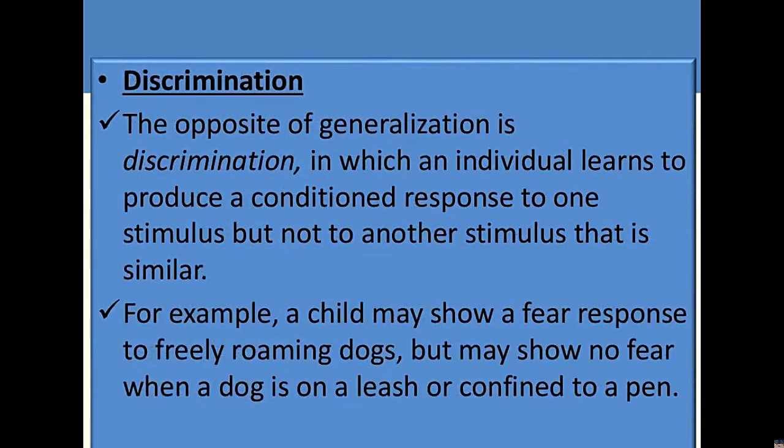Discrimination. The opposite of generalization is discrimination, in which an individual learns to produce a conditioned response to one stimulus but not to another stimulus that is similar. For example, a child may show a fear response to freely roaming dogs but may show no fear when a dog is on a leash or confined to a pen.